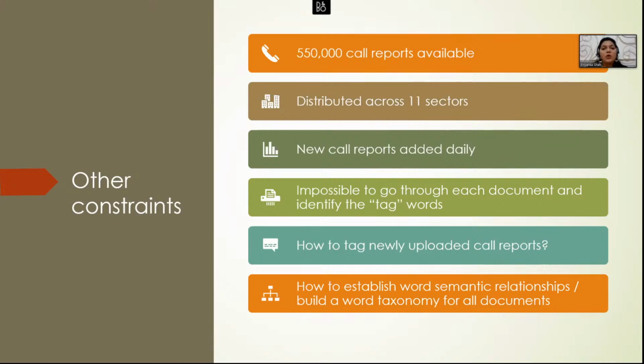But then how do you go through almost 550K documents and come up with tag words, and then take on the onerous task of re-indexing them or re-identifying tag words maybe after a month or 2 months or a year? And then how to establish word semantic relationships. So basically, when I'm talking of self-driving cars or robotic cars, they mean the same thing. Or how to build a taxonomy for all the documents.